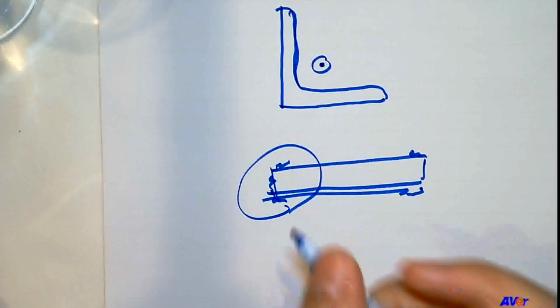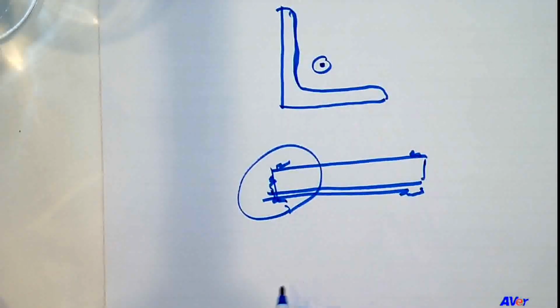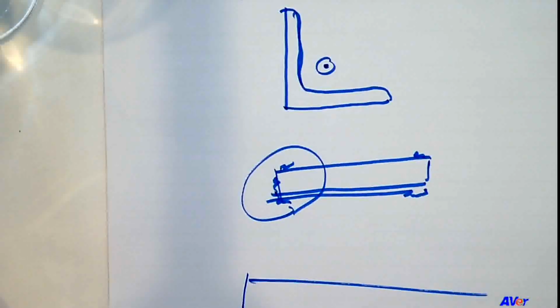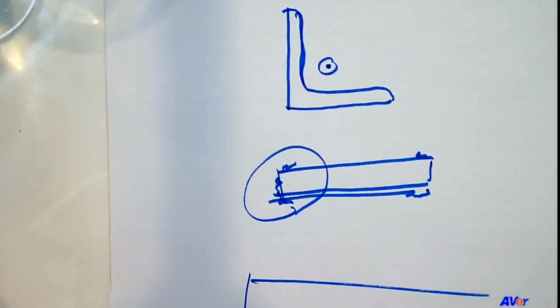So let's say I connect this angle with the bolts or the welds, it doesn't matter. My force will be coming through here, through the centroid, right?